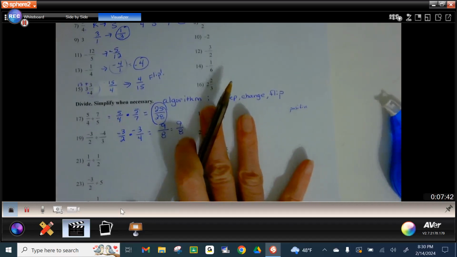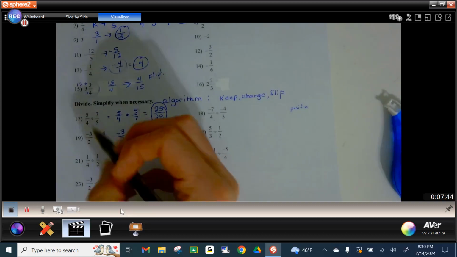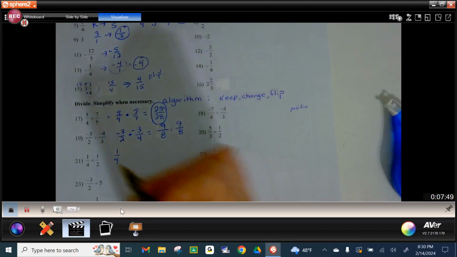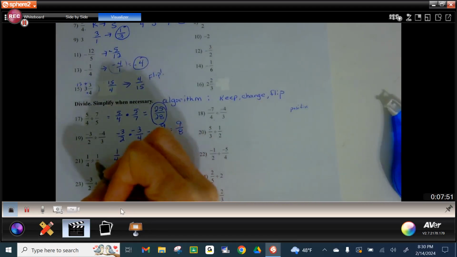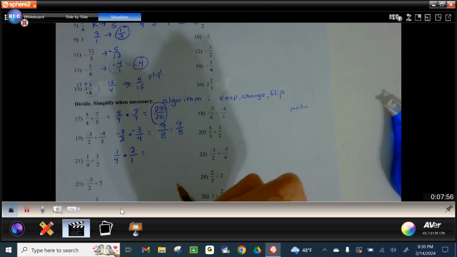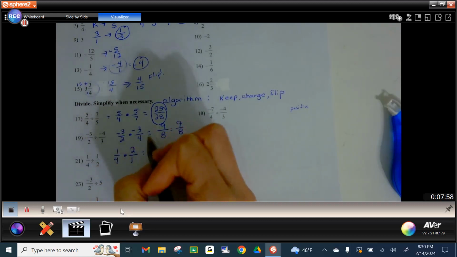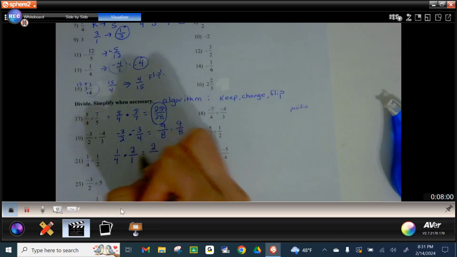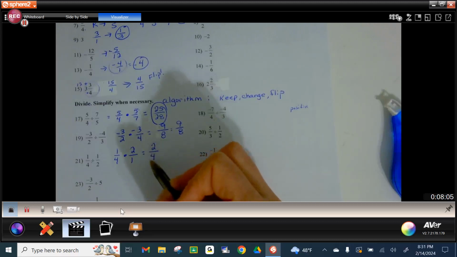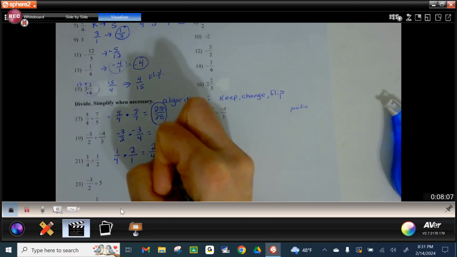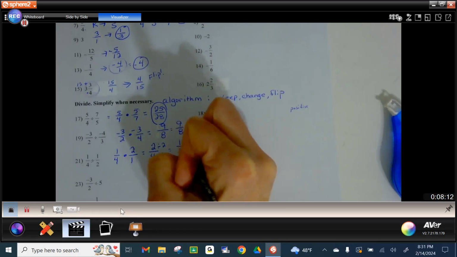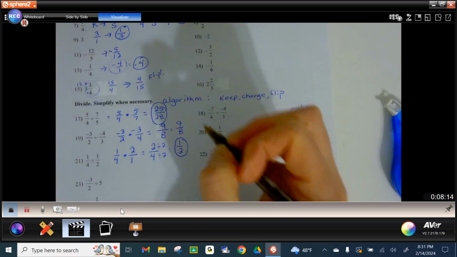All right, 21. Here's our 2 fractions. So I'm going to keep the first fraction, 1 over 4, change it to multiply, flip the second fraction. Okay, now we'll multiply. Top times the top is 2, bottom times the bottom is 4, and I'm almost done. I notice these are both even, so they're both divisible by 2. So I'm going to divide by 2 on top and bottom, and I get 1/2, and I'm done.